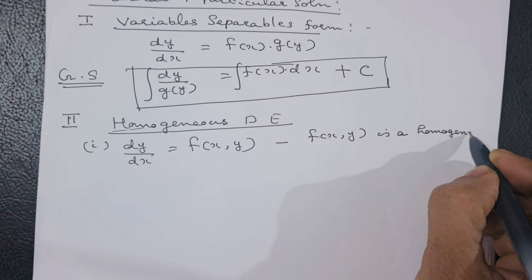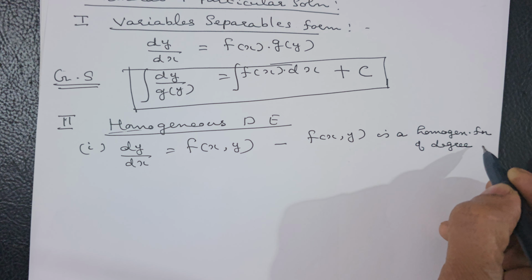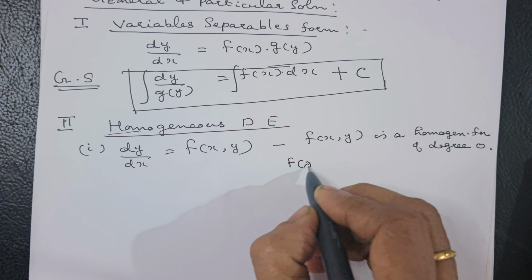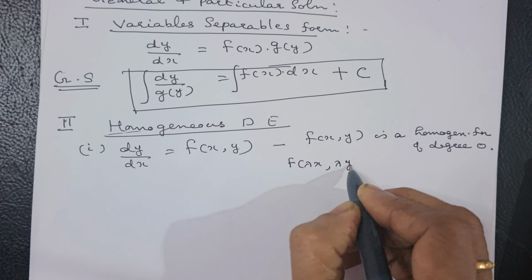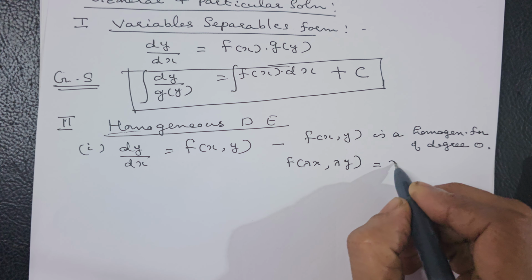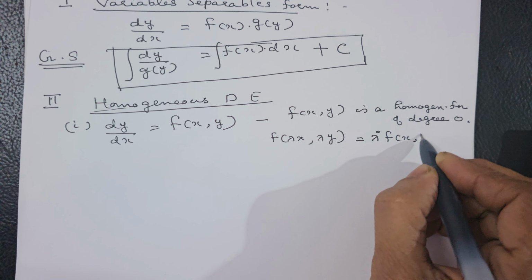What is a homogeneous function? Degree 0. That means if we replace x by lambda x and y by lambda y, f of lambda x comma lambda y will be equal to lambda raised to 0 into f of xy. So that is called a homogeneous function of degree 0. Okay, this is how we will identify a homogeneous differential equation.